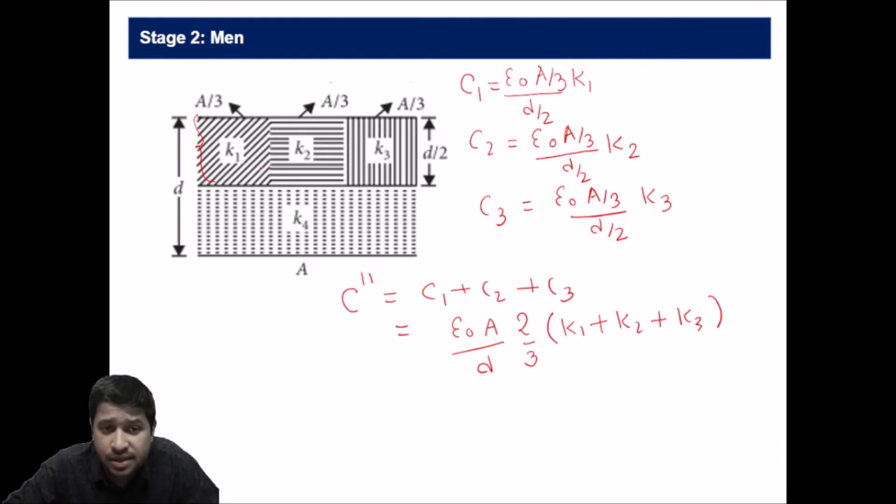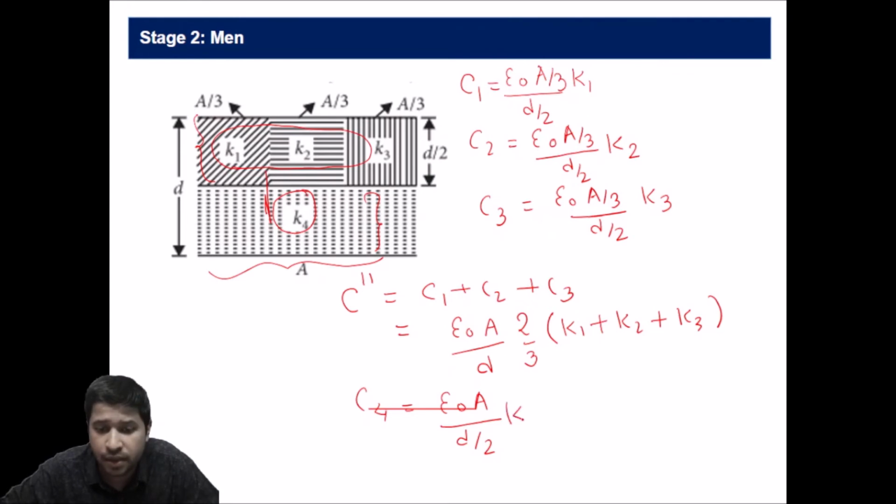Now these capacitors which are in parallel are in series with this capacitor called C4. So the capacitance of C4 will be equal to epsilon naught A. This is the total area A, but the distance is D by 2. So this will be divided by D by 2 into K4. So this is what we get.